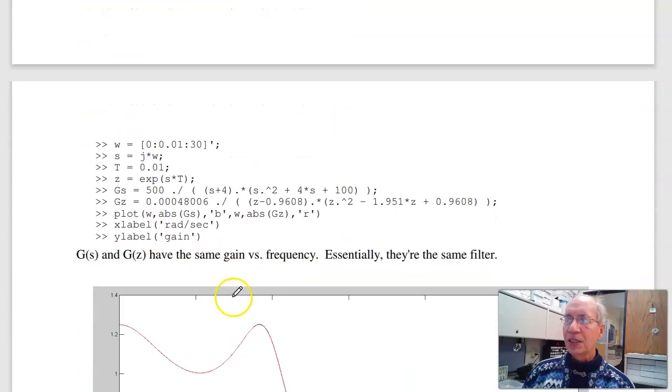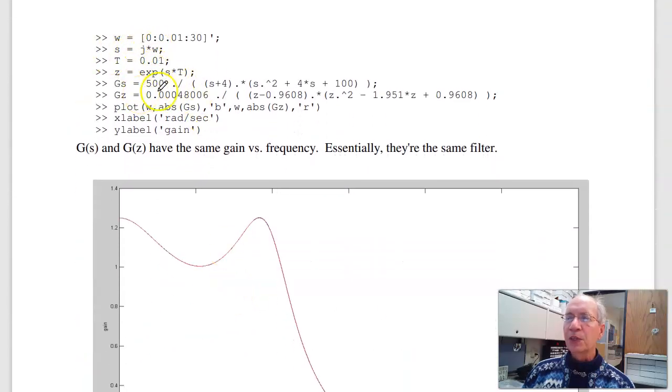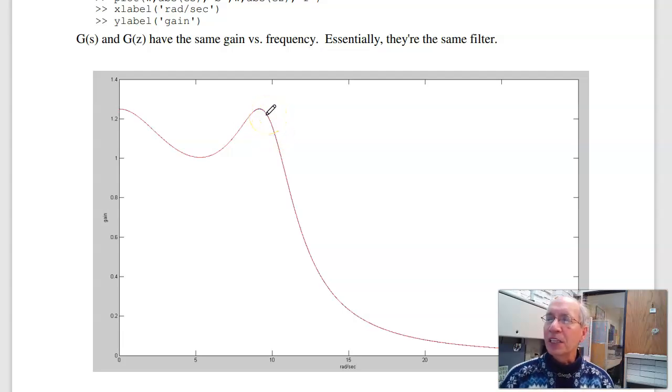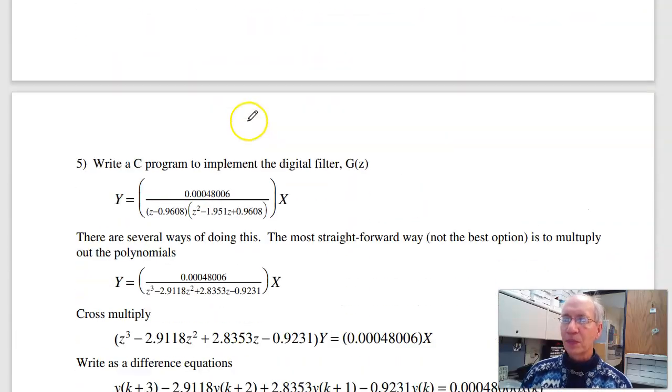As a check, plot the gain versus frequency for g of s, gain versus frequency for g of z. The blue line is g of s, the red line is g of z. Again, you can see they are basically identical. So from a user standpoint, I don't care how you implement it, s-plane or z-plane. It's the same filter.